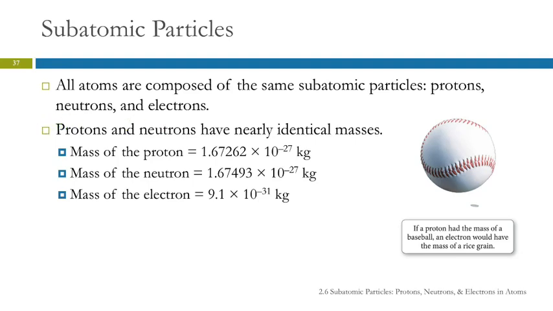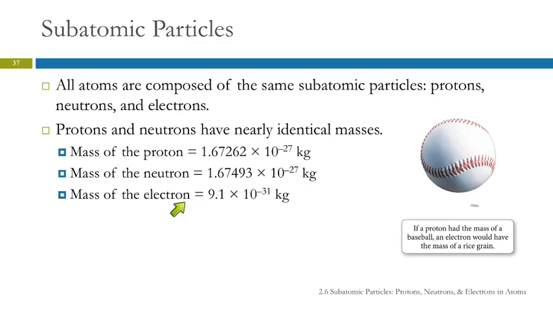Neutrons and electrons. And we need to have a rough understanding of what these particles are. So protons and neutrons have essentially the same mass. We think of them as being the same size. They're both crazy small. So proton, 1.67262 times 10 to the minus 27 kilograms.